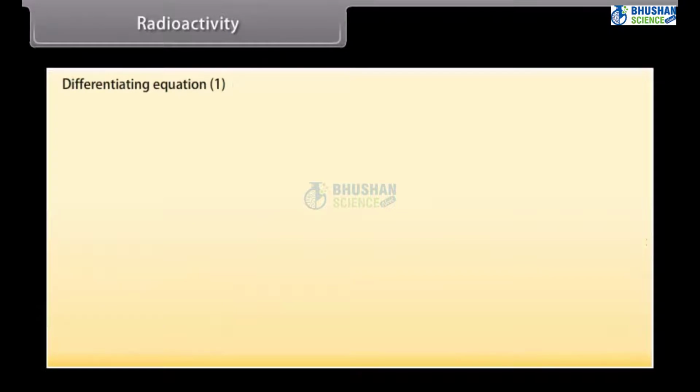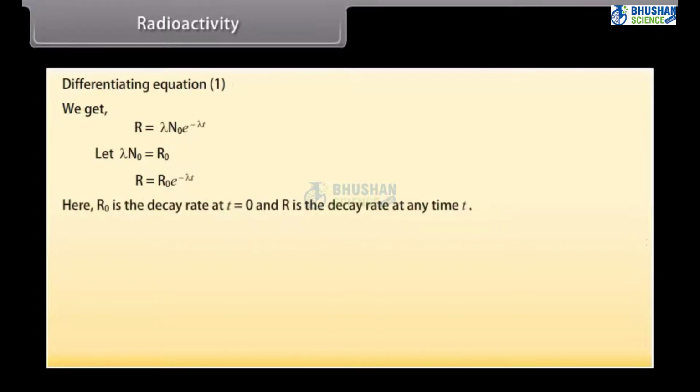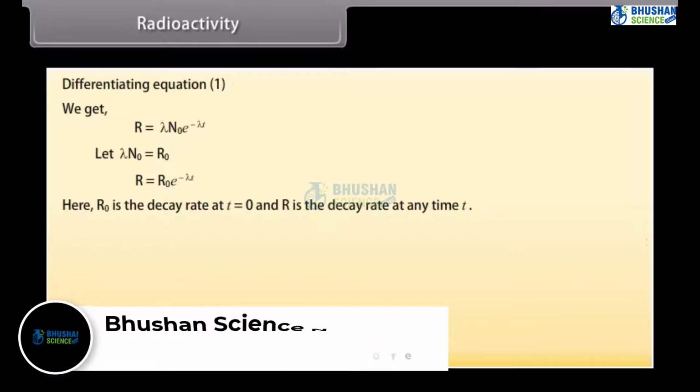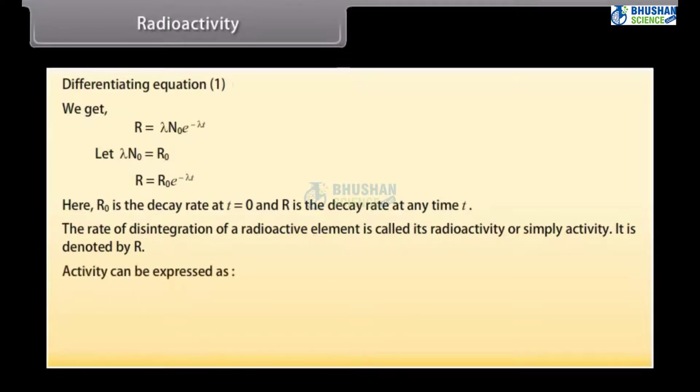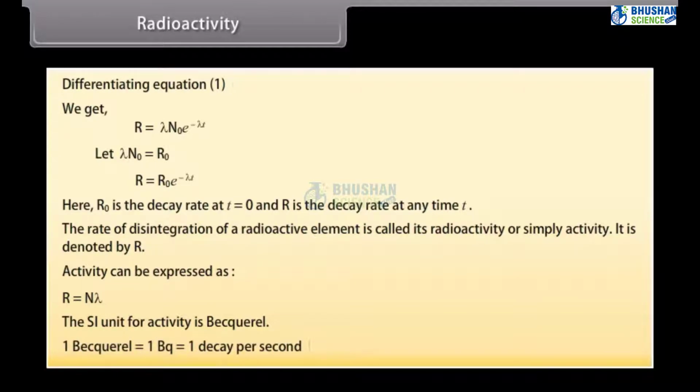Differentiating equation 1, we get R = λN0 e^(−λt). Let λN0 = R0. R = R0 e^(−λt). Here, R0 is the decay rate at t = 0, and R is the decay rate at any time t. The rate of disintegration of a radioactive element is called its radioactivity or simply activity. It is denoted by R. Activity can be expressed as R = Nλ. The SI unit for activity is becquerel. 1 becquerel = 1 Bq = 1 decay per second.